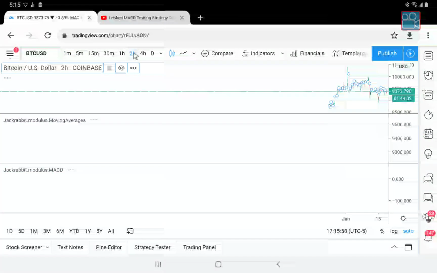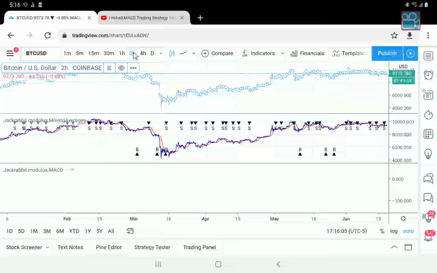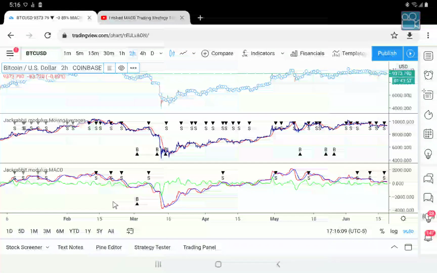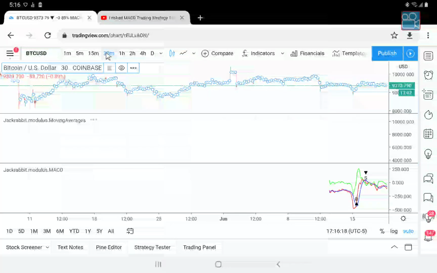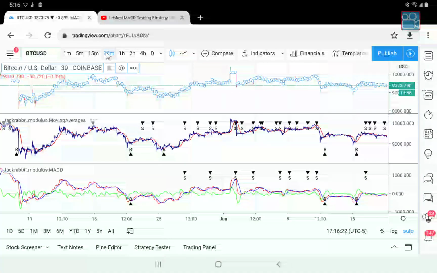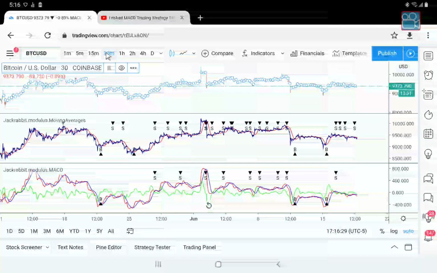For example, a lot of people like the 2-hour window because it gives good trend opportunities and a bigger picture of the market. I'm going to go back to the 30 minutes for the point of this discussion. And I'm going to scroll through these charts first. Okay, here we go.